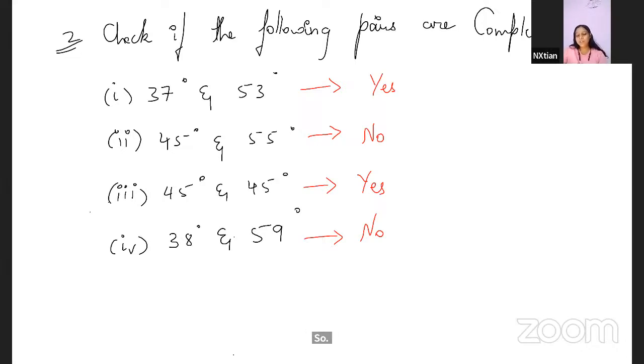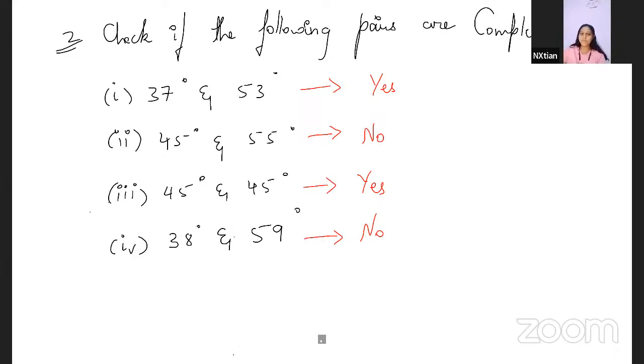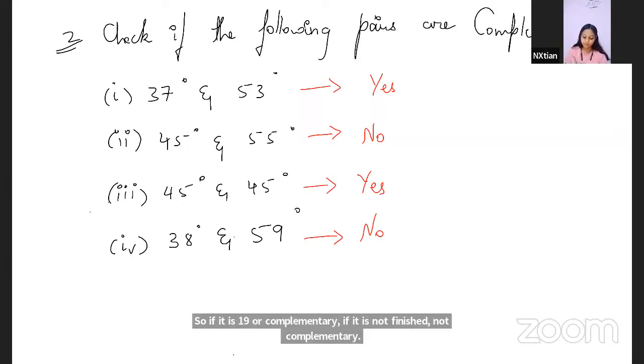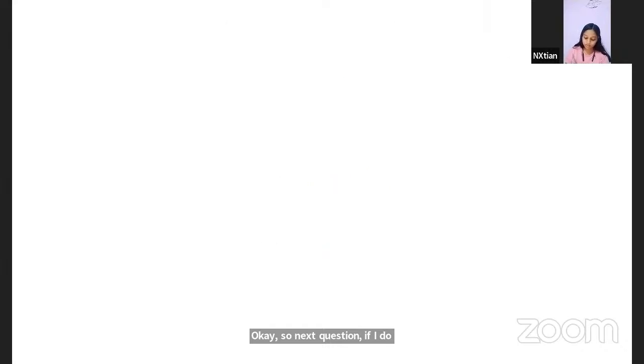All of your answers are correct. And so this is how we check if they are complementary or not. Complementary means their sum should be equal to 90 degrees. So if it is 90, then they are complementary. If it is not, then it's not complementary. Okay, so next question we will do. In this, you have to find the measure of an angle.